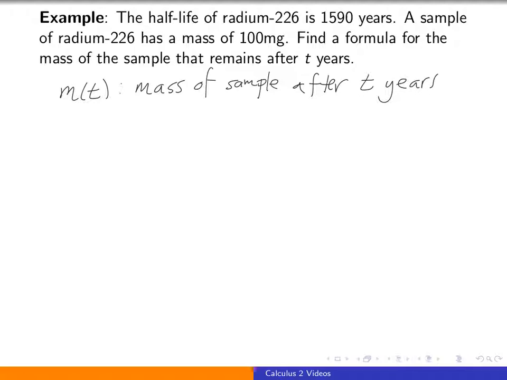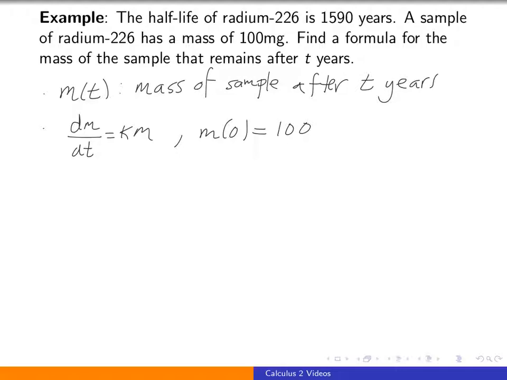And when you're dealing with decay, as we have in this case, it's going to be something where you have exponential decay. So our mass, m of t, when we're dealing with half-life, is going to satisfy dm/dt equals k times m. So it's decaying at a rate proportional to the amount present. And additionally, we know that we're starting off with 100 milligrams. So m of 0 equals 100.